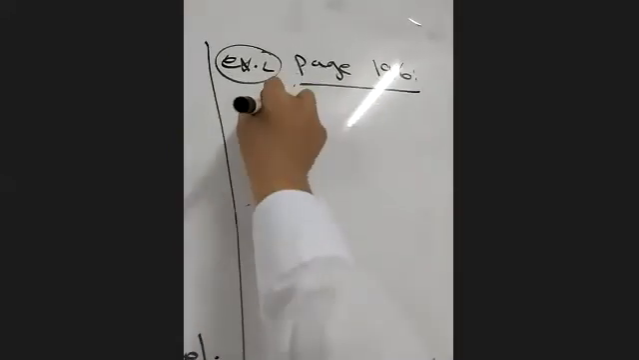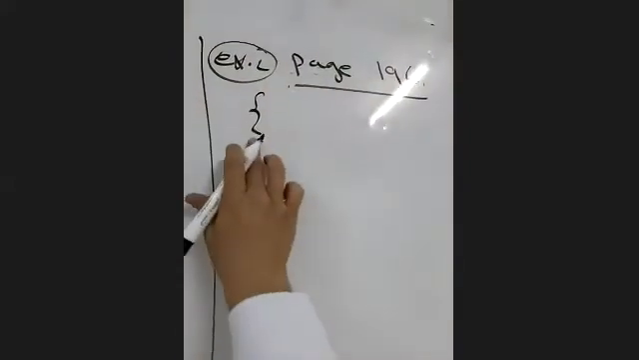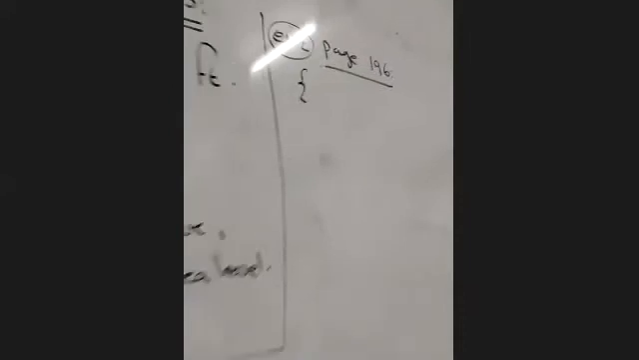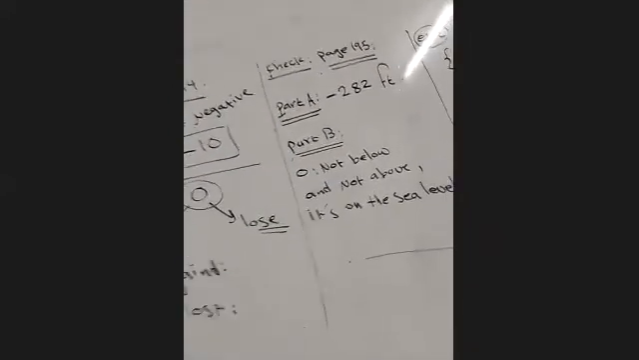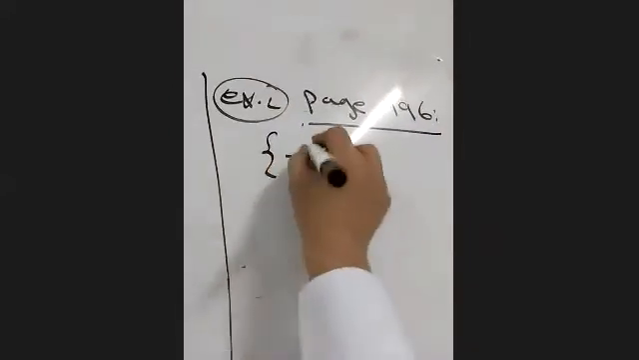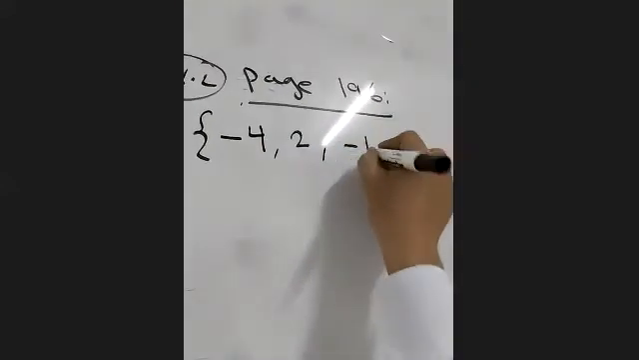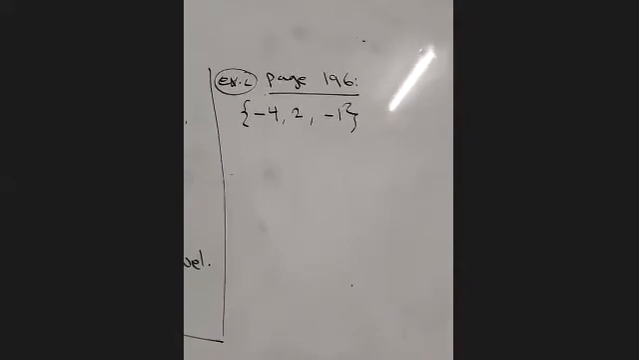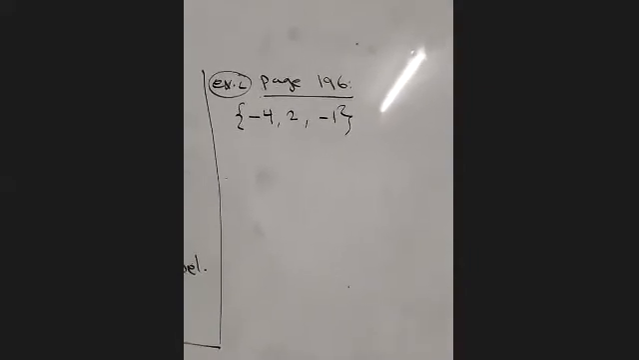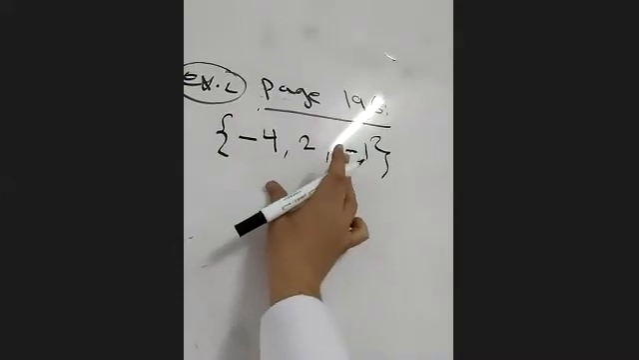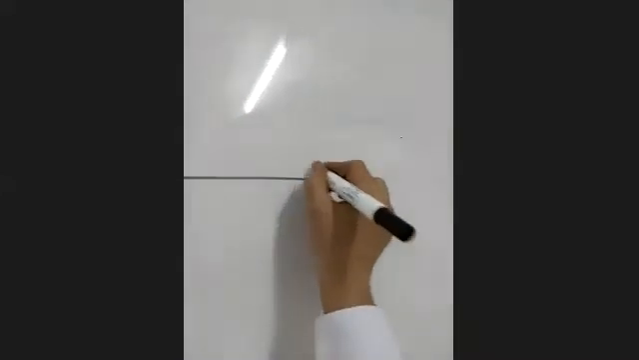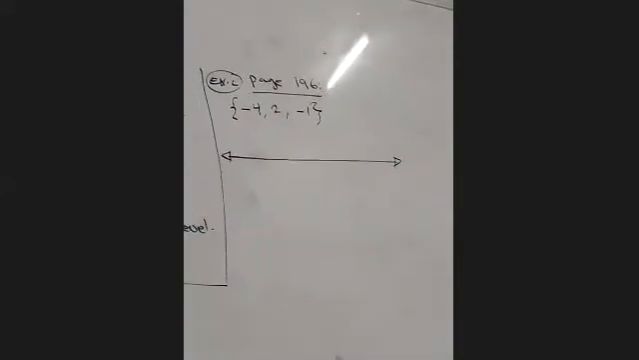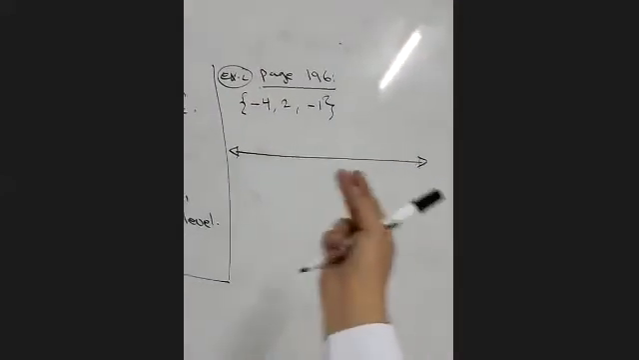So in the example, guys, we have a group of integers. We have -4, 2, and -1. The question wants us to represent these integers on a number line. We will make our number line like this, okay? And we need to represent these integers on our number line here.